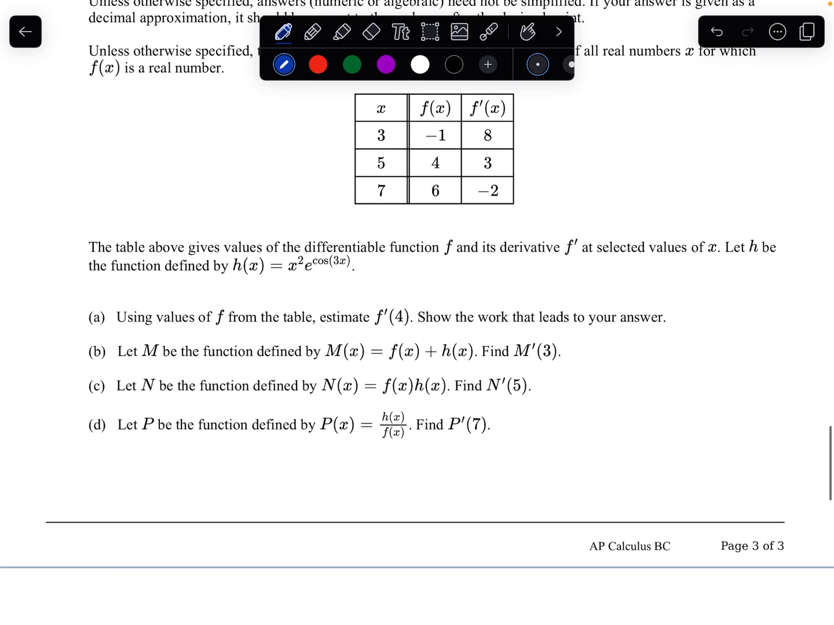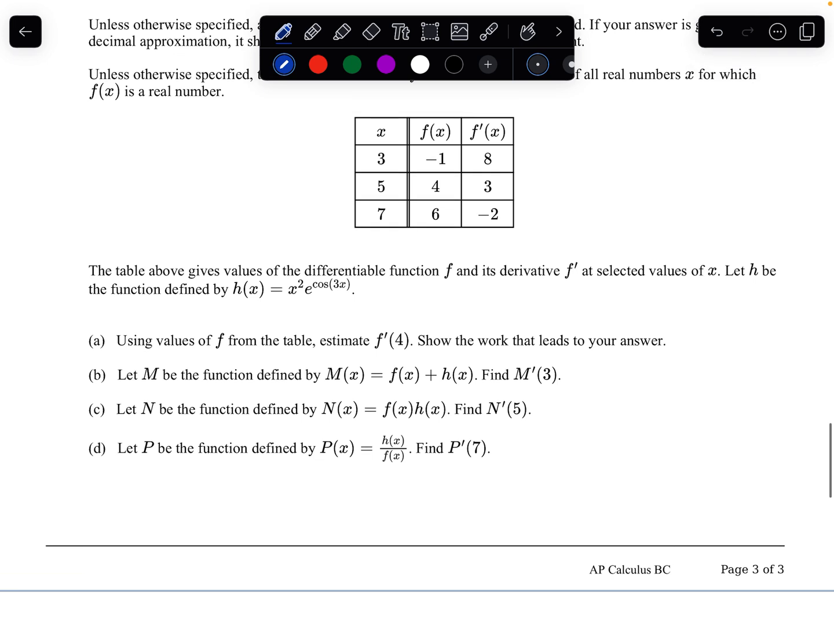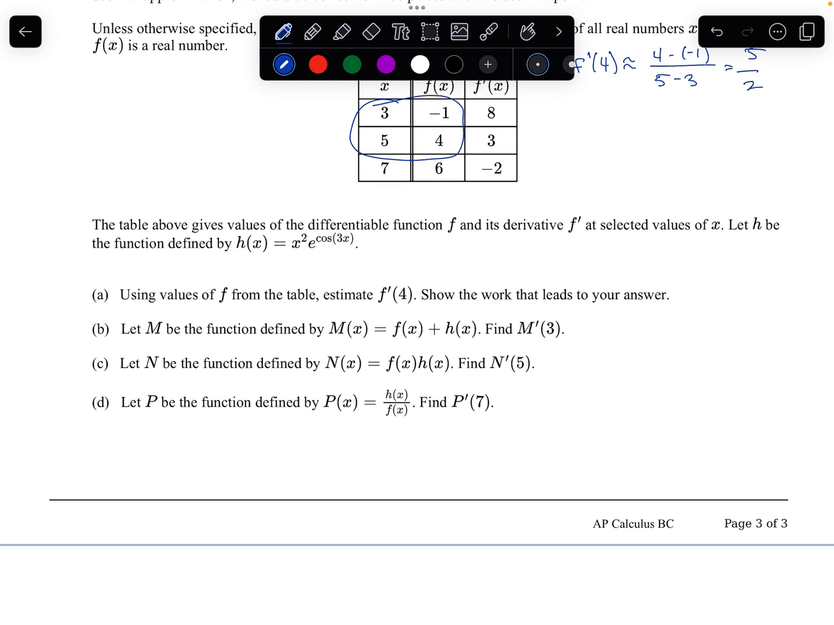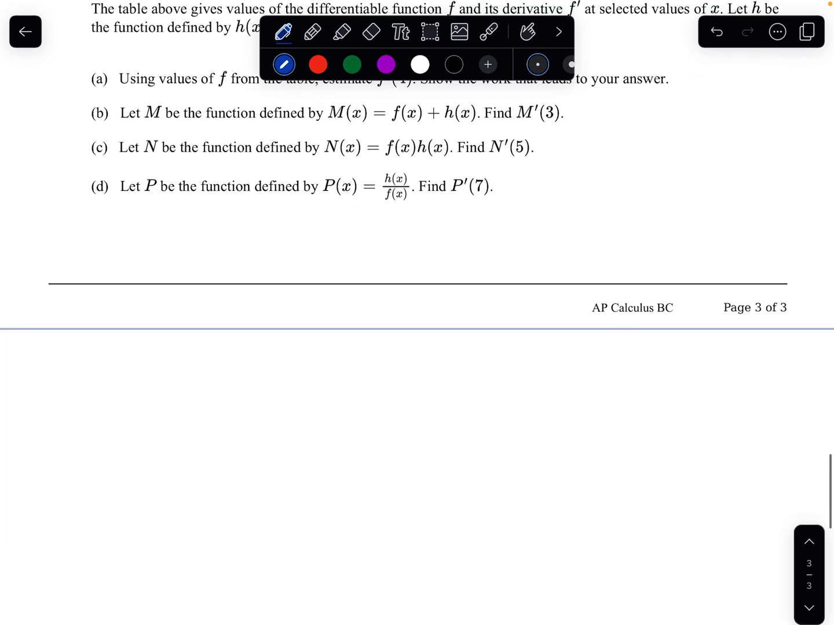Okay, but for A, using values from the table, estimate f prime of 4. Perfect. So I'm going to use these values here. So f prime of 4 is going to be approximated by doing 4 minus negative 1 over 5 minus 3. That's equal to 5 over 2. And that's going to be our approximation right there. So pretty easy. Okay, for B, let m be the function defined by f of x plus h of x. Find m prime of 3.